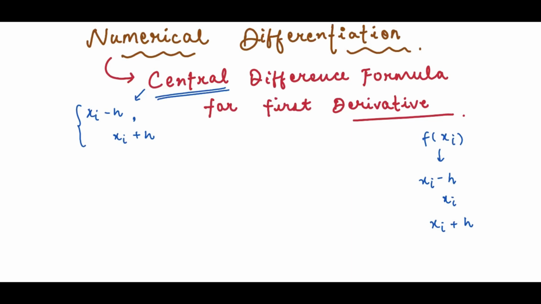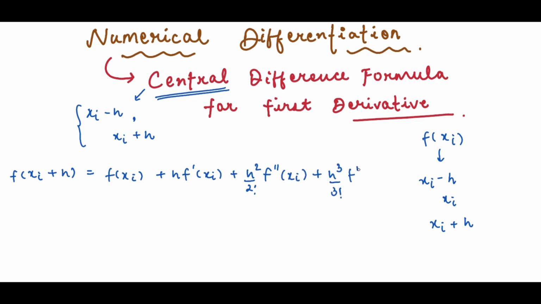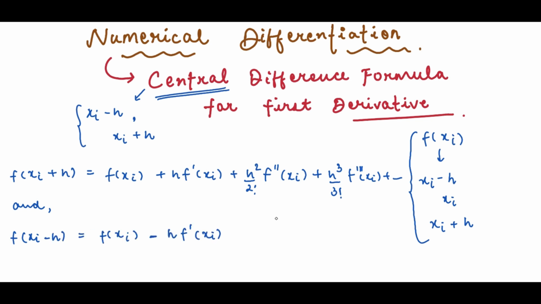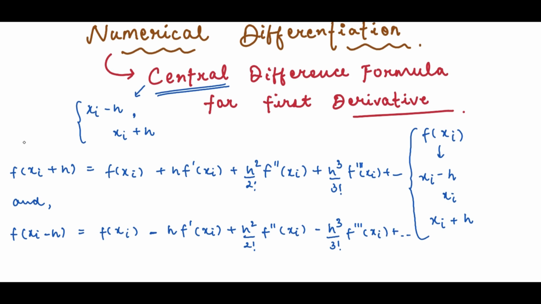So we start with the Taylor expansion of f of xi plus h about the point xi. That makes f of xi plus h become f of xi plus h times f dash xi plus h square by 2 factorial f double dash xi plus h cube by 3 factorial f triple dash xi and so on. Now let's expand f of xi minus h. This becomes f of xi minus h times f dash xi plus h square by 2 factorial f double dash xi minus h cube by 3 factorial f triple dash xi and so on. Now notice something very interesting. The signs of the odd order terms are changing.